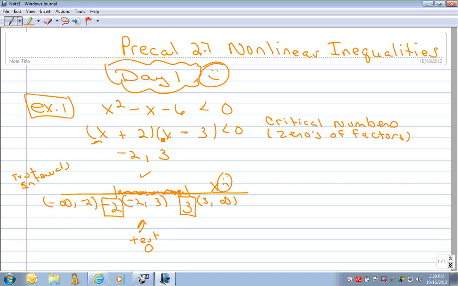Over here, a negative minus a negative is more negative. Negative times negative is positive. Positive less than 0? Don't think so. So also, again, not true. So it's those values in the middle.